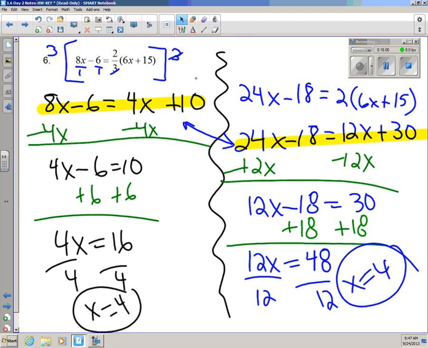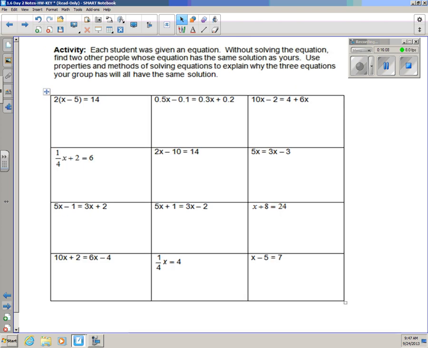So then here we've got this activity that basically says, all right, this is different because we're not doing it in class, but each student is given an equation. Without solving, find 2 other people whose equation is the same, will have the same solution as yours. You can use properties, distributive property, adding the same thing on both sides, subtracting, and other methods of solving equations to explain why the 3 equations your group has will have the same solution. Think of it this way. We've got a column 1, we've got a column 2, and we've got a column 3.